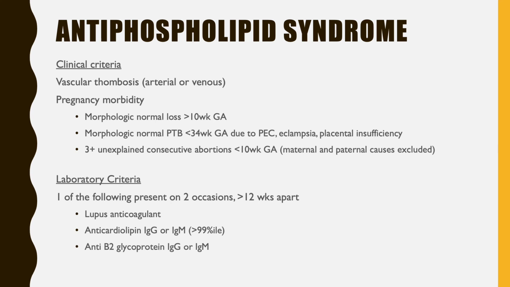So the clinical criteria a patient may present with that would trigger that workup would be a vascular thrombosis, whether it be arterial or venous, or a pregnancy morbidity. This includes a morphologically normal loss greater than 10 weeks gestational age, any morphologically normal preterm birth of less than 34 weeks, with a history of preeclampsia, eclampsia, or placental insufficiency, as well as 3 or more unexplained consecutive miscarriages less than 10 weeks, and this is where our recurrent pregnancy loss fits in.